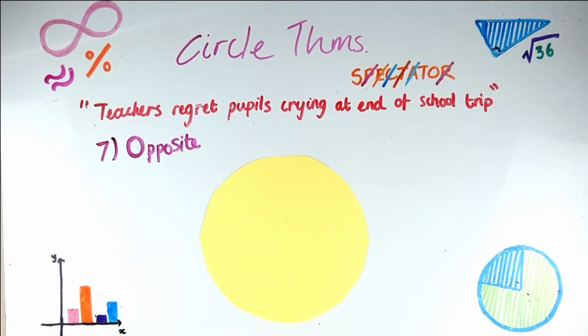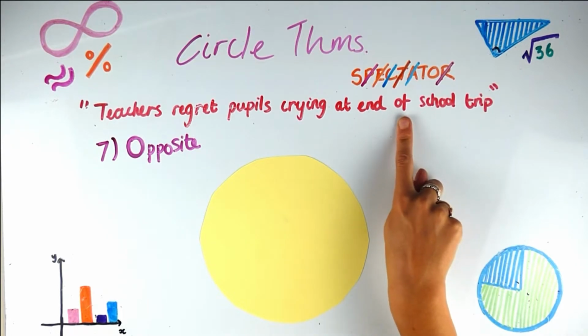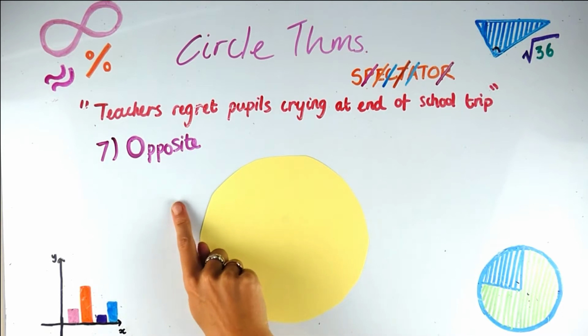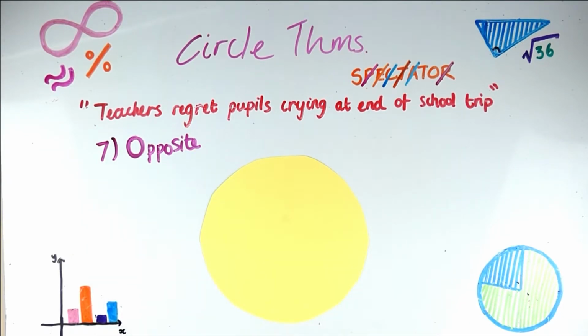Okay, so the O for "of" here, getting closer to the end, so just keep going. That stands for opposite, and this is rule 7, and it says that opposite angles in a cyclic quadrilateral add up to 180. So this one, out of all of them, I think looks the most different, so it's quite nice to remember. So let's draw a cyclic quadrilateral.